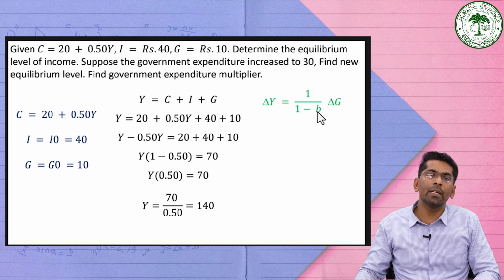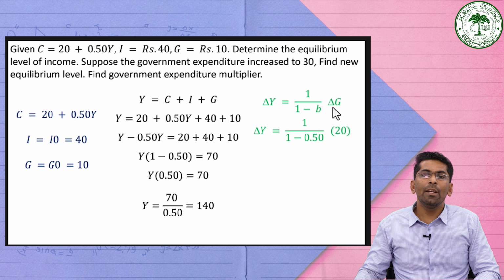So earlier we already derived this particular equation. So change in the level of income is equal to multiplier into, this is 1 by 1 minus B, which is the multiplier, into change in the government expenditure. So here we can substitute 1 by 1 minus B, here MPC is equal to 0.5, into delta G. Delta G is 20.